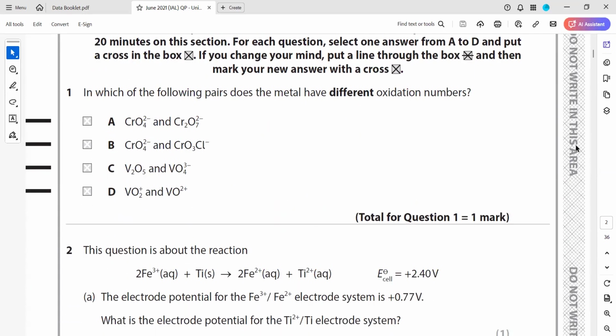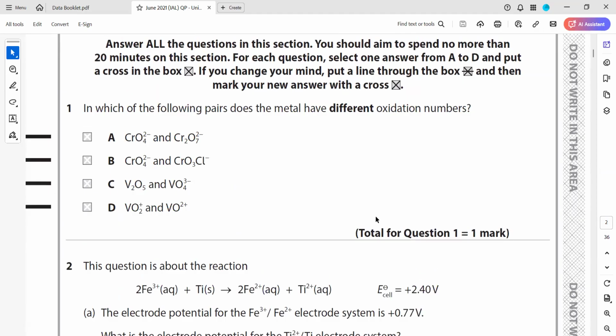Discuss the MCQs. In which of the following pairs does the metal have different oxidation numbers? If we check chromate, CrO4 with a charge of 2 minus, each oxygen is minus 2, so 4 will be minus 8, chromium should be plus 6. In dichromate, Cr2O7 with a charge of 2 minus, each oxygen is minus 2, so 7 will be minus 14. This will be plus 12 because the net is minus 2, so each will be plus 6. So they are identical.